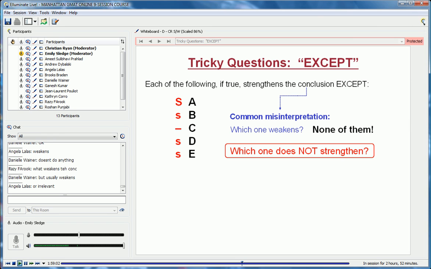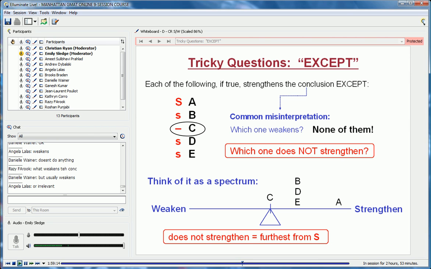No, don't worry about it. This is fine. You can pick C as the answer. None of the choices weaken. You're just looking for the one that doesn't strengthen. And here's how the GMAT thinks about this.